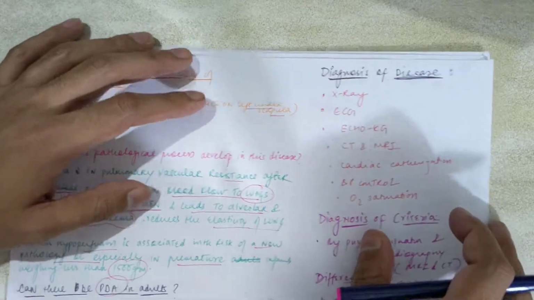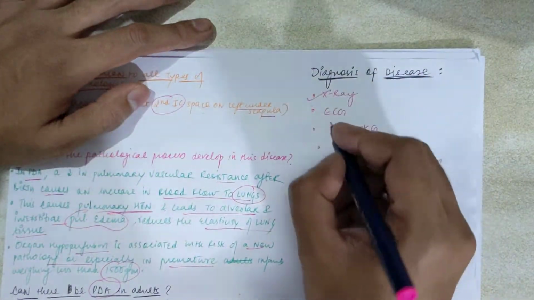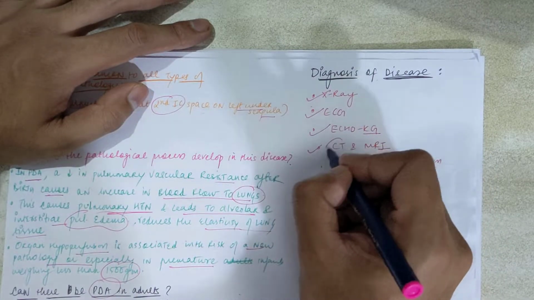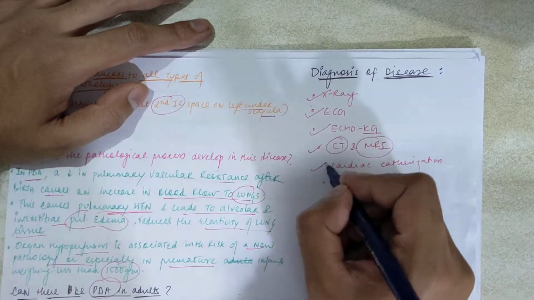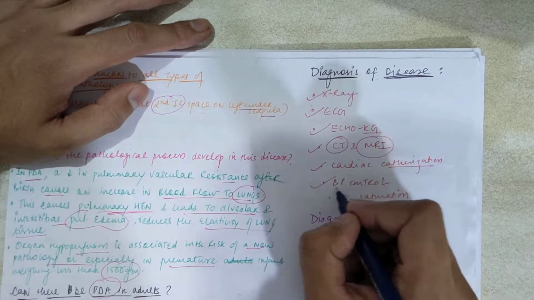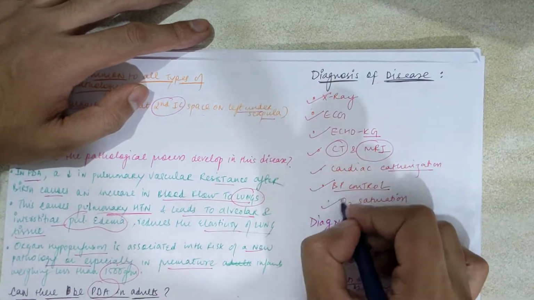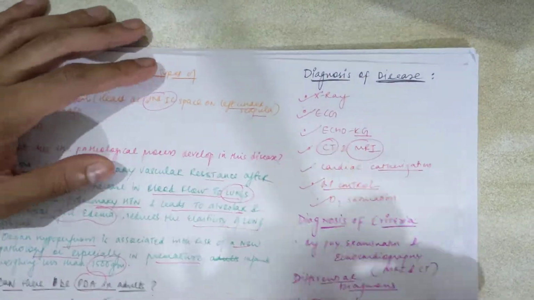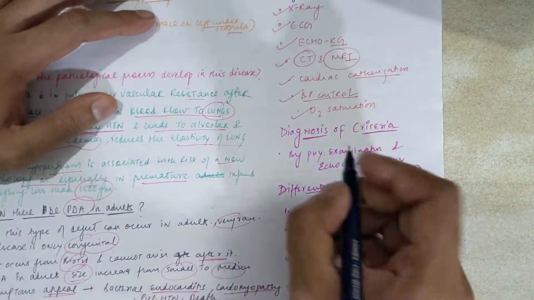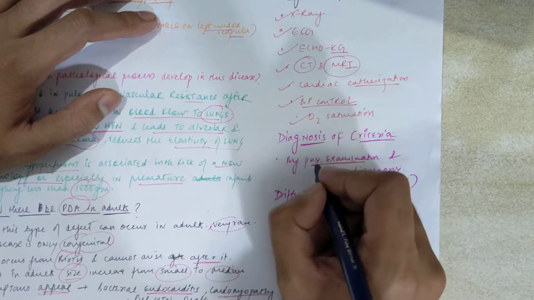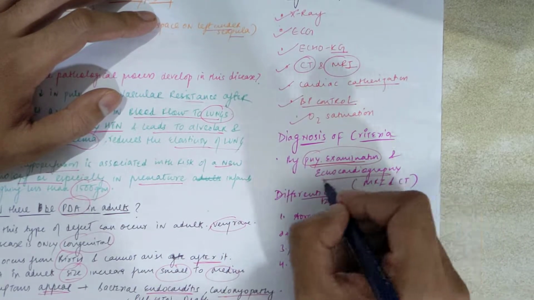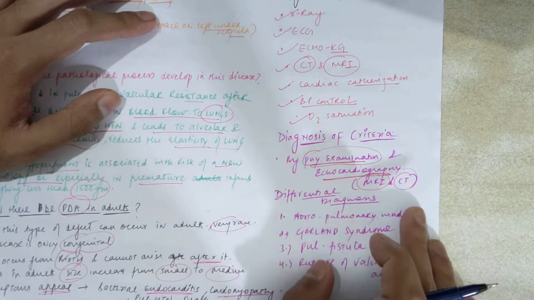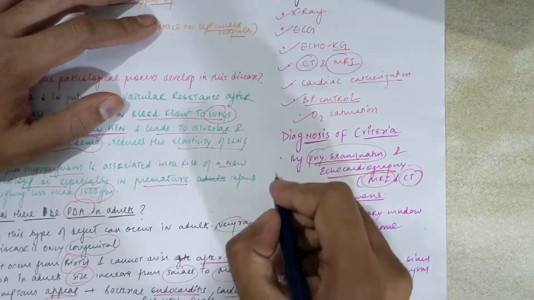Now, what diagnosis will we do? We can do X-ray, we can do ECG, EKG. CT we can do, MRI we can do, cardiac catheterization. We can control the blood pressure. We can regularly monitor the oxygen saturation rate of the patient. Now, what are the diagnostic criteria? Mostly the diagnosis is done by physical examination and echocardiography, and later on we do MRI and CT scan of the heart.